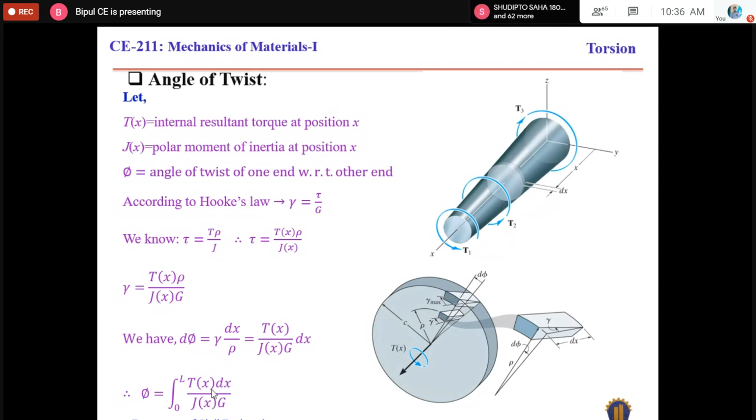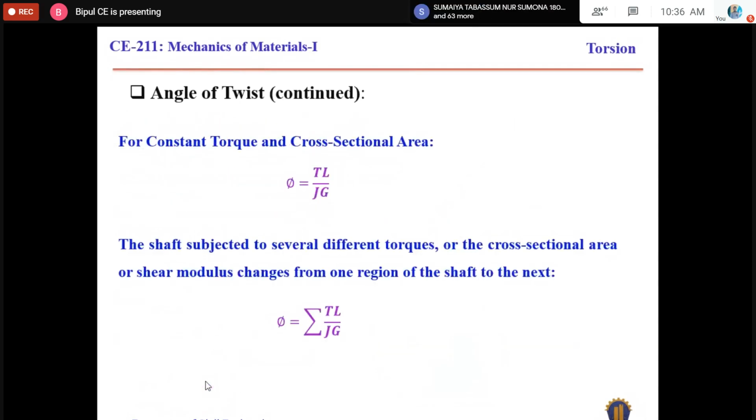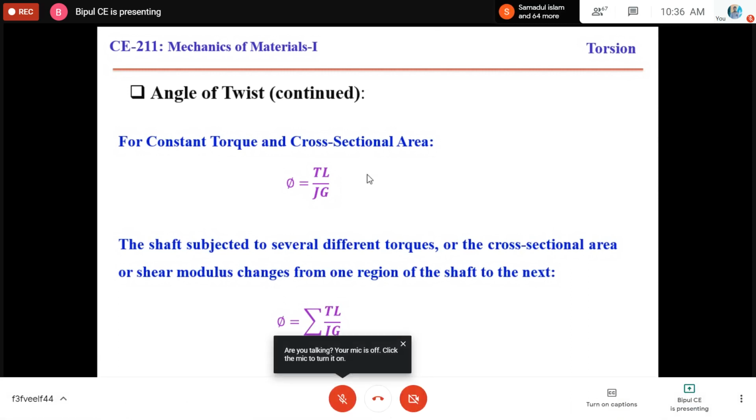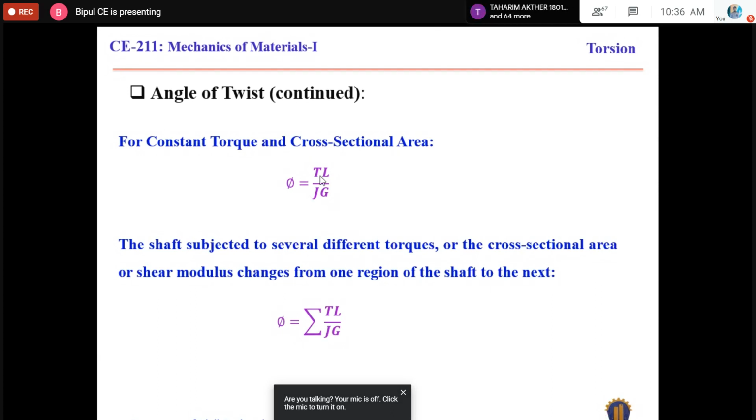So this equation is a general expression, and for any specific problem, that means if the cross-sectional area of the shaft is constant and the shaft is subjected to a constant torsion, then the equation of angle of twist will be TL/JG. It is simplified, or it is the equation of angle of twist for any specific problem.